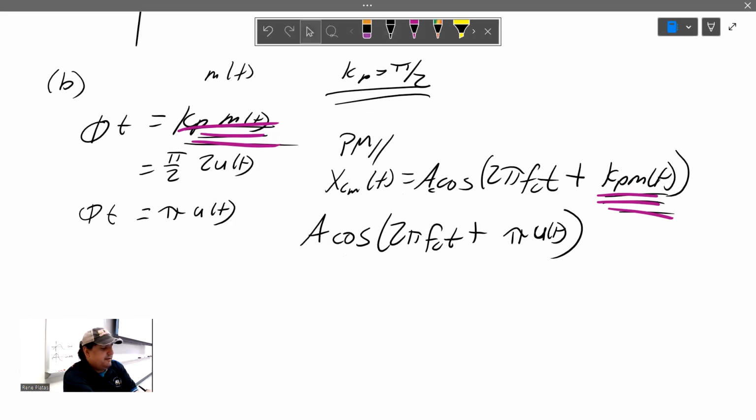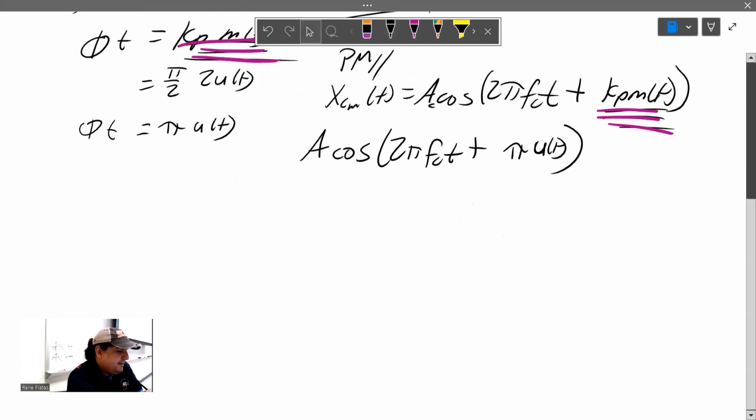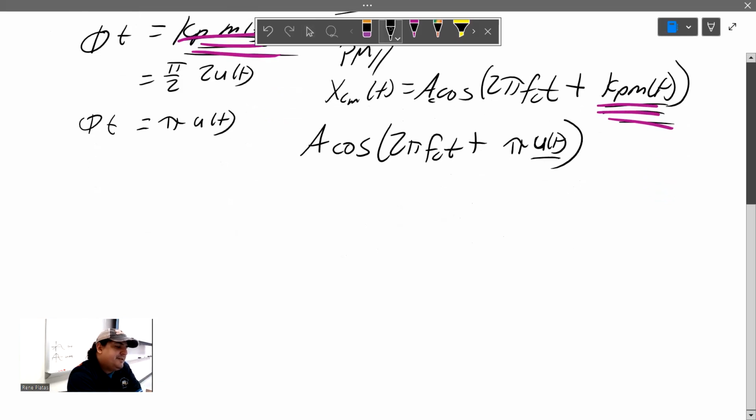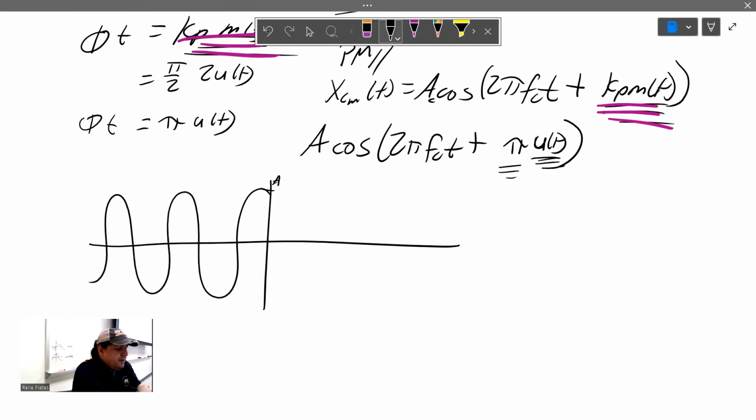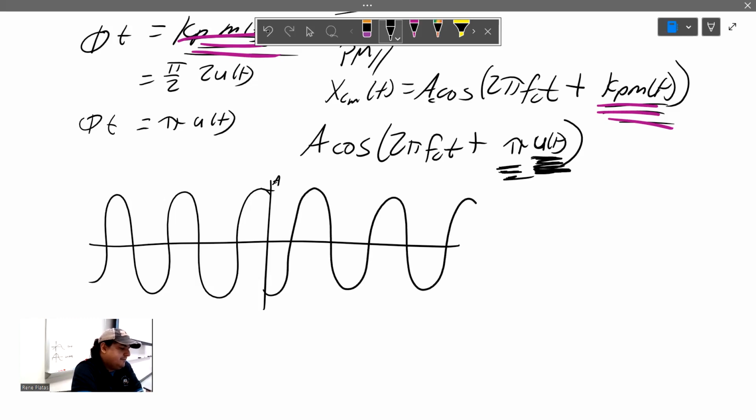What does this mean, Renee? It means that when t is equal to 0 and beyond, you're gonna add a phase of pi. So our signal is gonna be like normal, right? Actually, start over here. Our signal is gonna be normal with an amplitude of A. But as soon as we hit t equal to 0, we're gonna add a phase of pi. It's gonna look like this. And that's the output of the phase modulator.